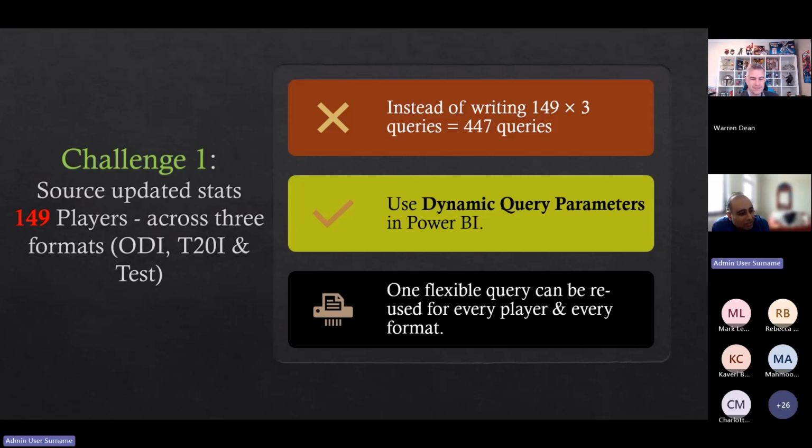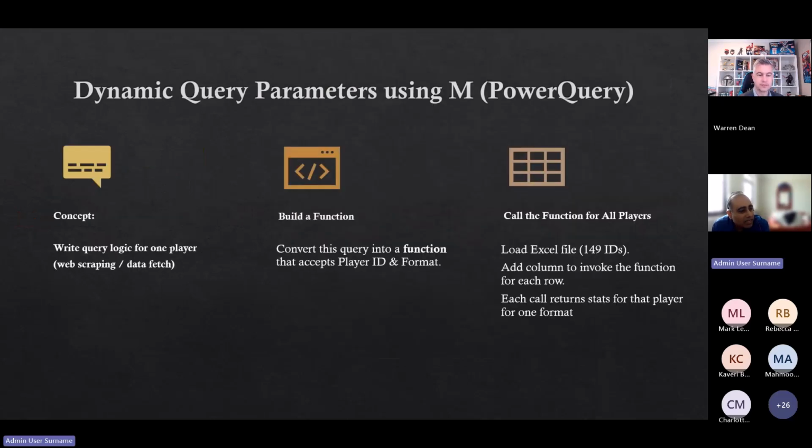So the solution was to use something called dynamic query parameters. It's a concept in Power Query where you write the logic for one player. You convert that query into a function accepting a player ID. Load a reference file with all 149 players and invoke the function for each player ID in that reference list. Each call of the function returns stats for that player.